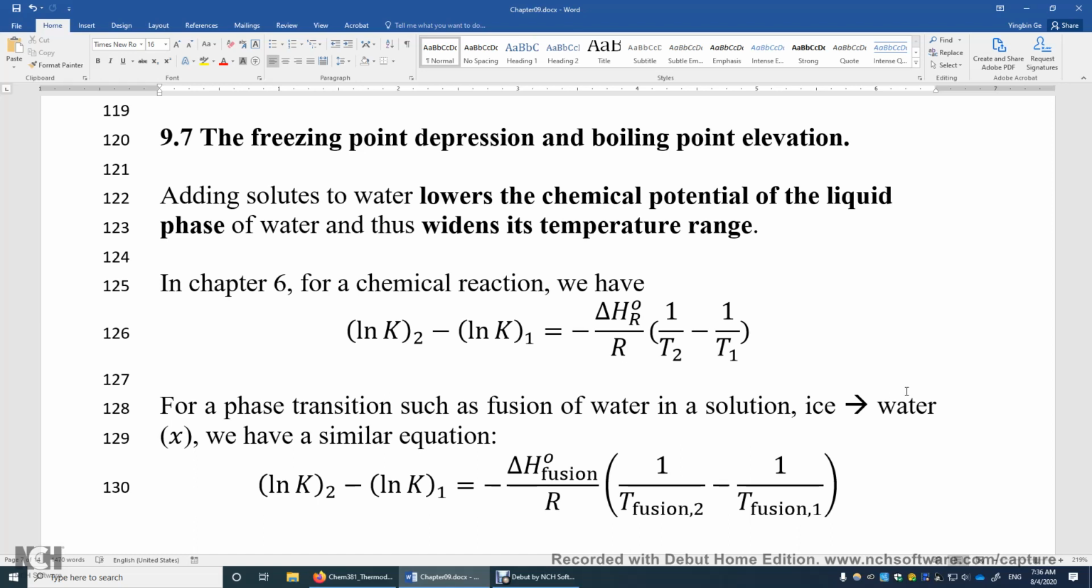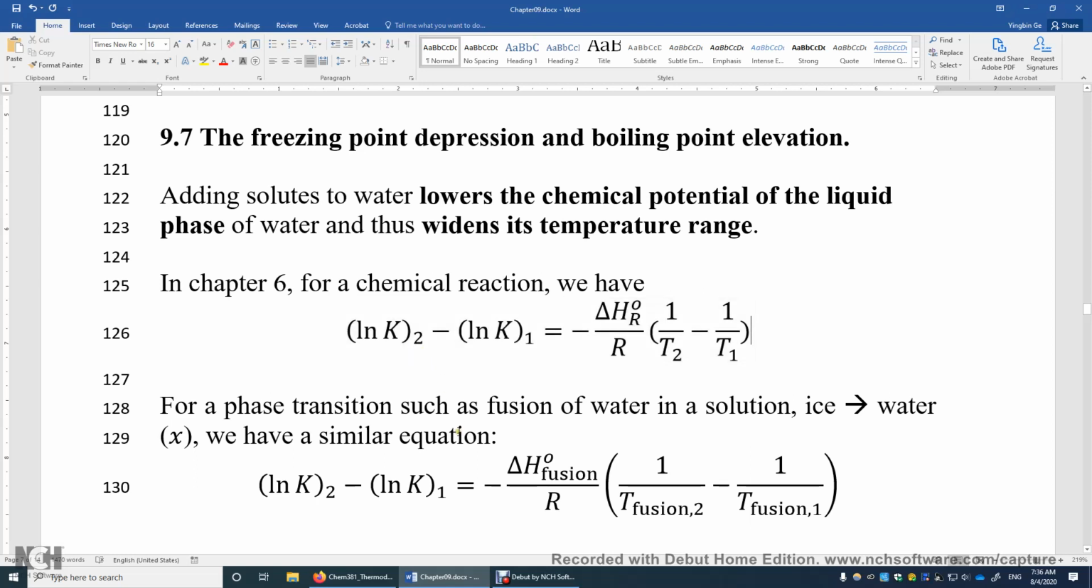In Chapter 6, for a chemical reaction, we have this formula. K is the equilibrium constant, H is enthalpy, and over here, this is the enthalpy change of the reaction, R is the gas constant, T1 and T2 are two different temperatures. So K1 and K2 are the equilibrium constants at these two temperatures.